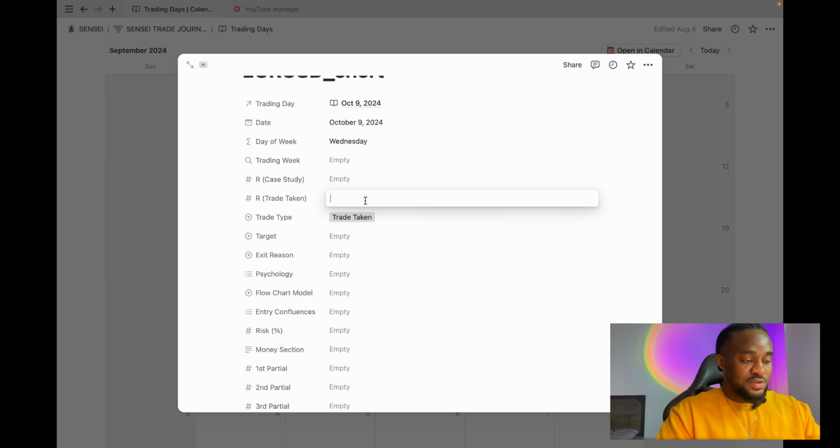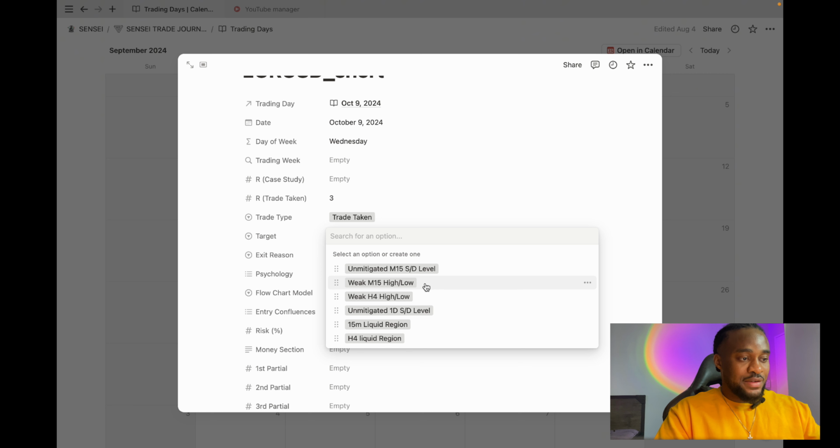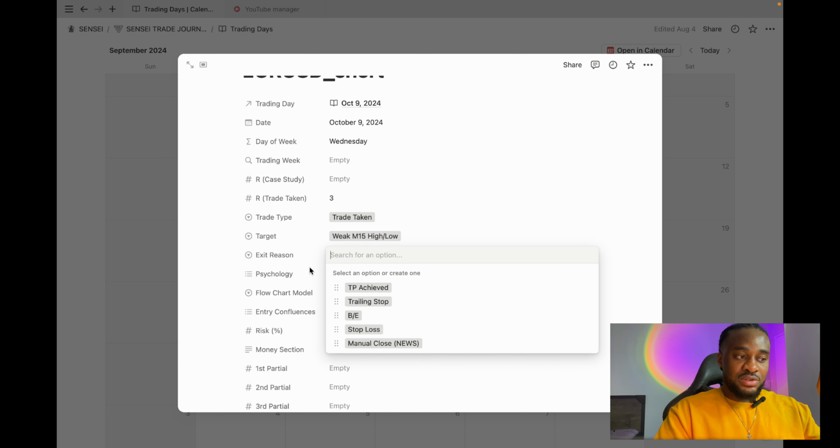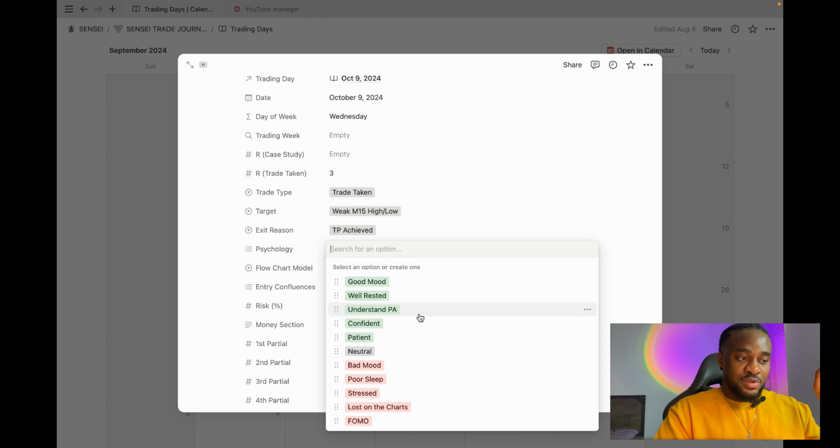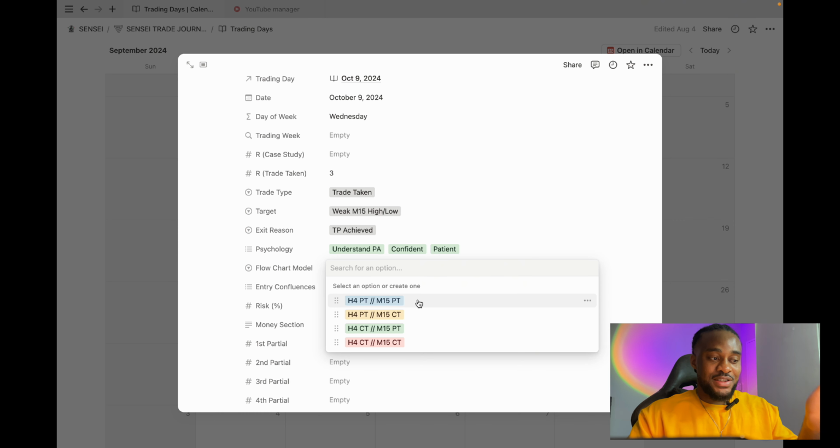Click this box over here and I write 3, meaning I bagged 3R on this position. I was targeting a weak M15 low, which it did hit and gave me a 3R, and I was out of the market. The reason why I exit the trade is because the TP got hit, so TP achieved. I understood price action. I was confident. I was patient for my entry, for my confirmation, for the 3 time frames to be in sync before I took the trade. Now to the flow chart is H4 Pro Trend, M15 Pro Trend.